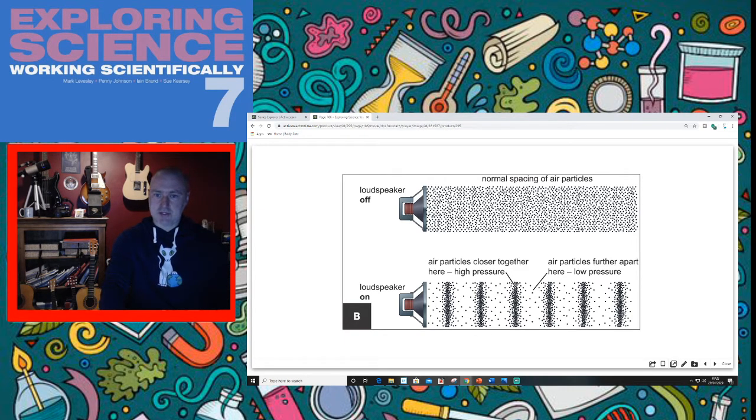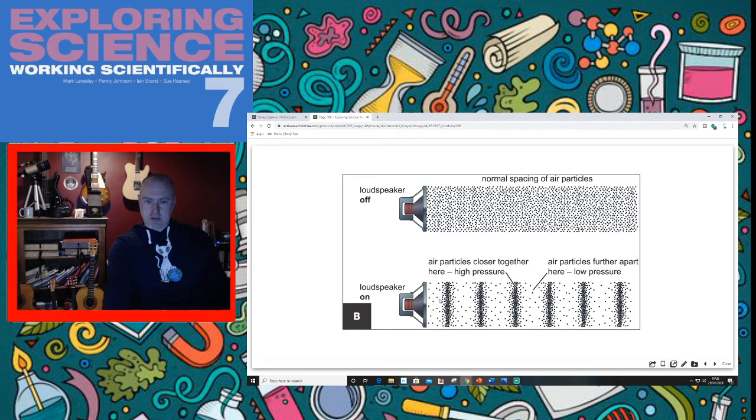Now, we have to sort of imagine or visualize that in front of that speaker we have lots and lots of air particles, and they are spaced out like this. Now, if I go down to the bottom part now, when that speaker moves forward, it's pushing the air in front of it. So all those particles of air get compressed together. They get pushed together as it moves forward. You know, you can imagine that.